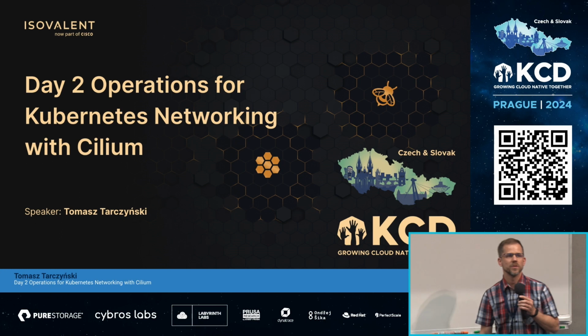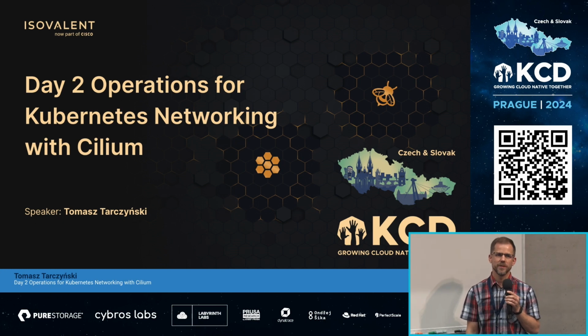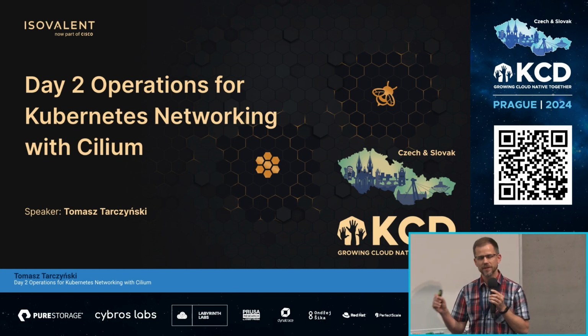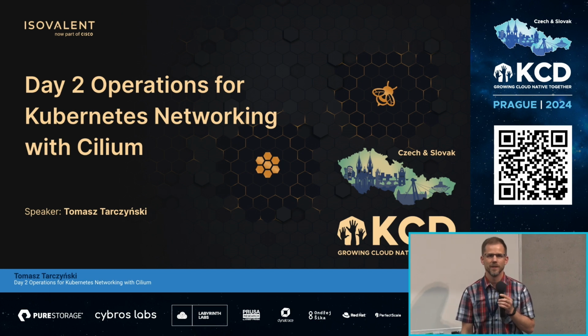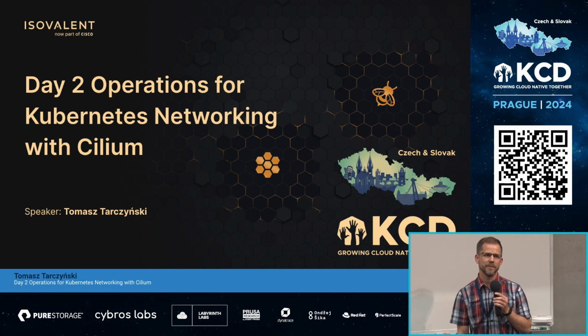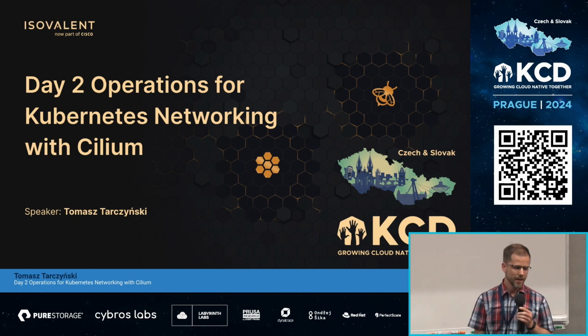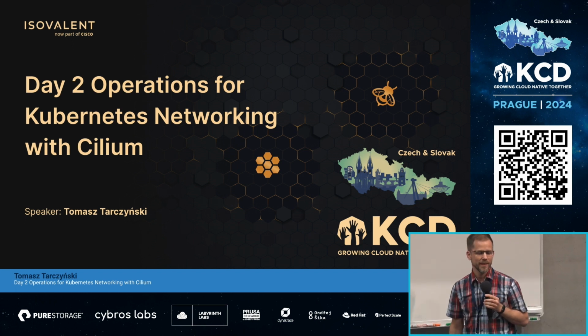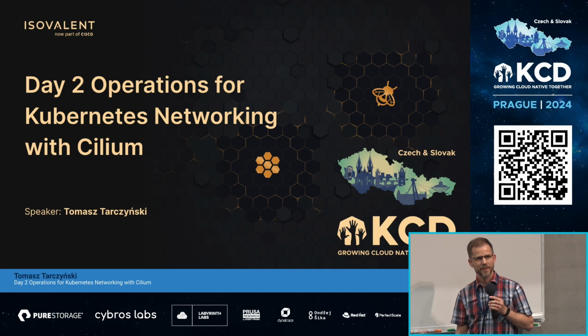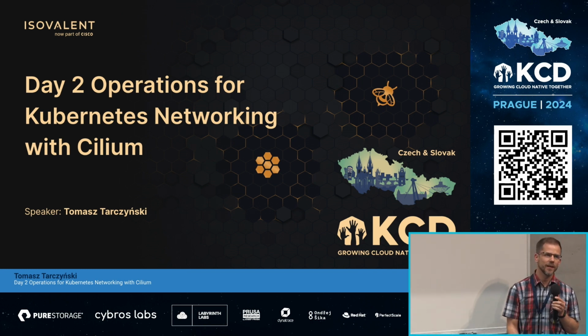My name is Tomasz Tarczyński. I work at Isovalent. My role there is a customer reliability engineer. What I do as my day job is basically helping customers running Cilium in production, making sure that their experience is that Cilium runs as reliably as possible. So what I want to talk about today is day two operations for Kubernetes networking and how to do that with Cilium.